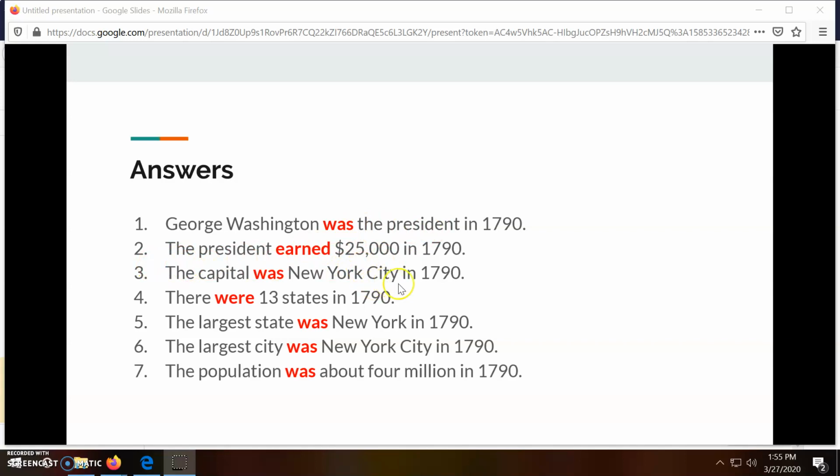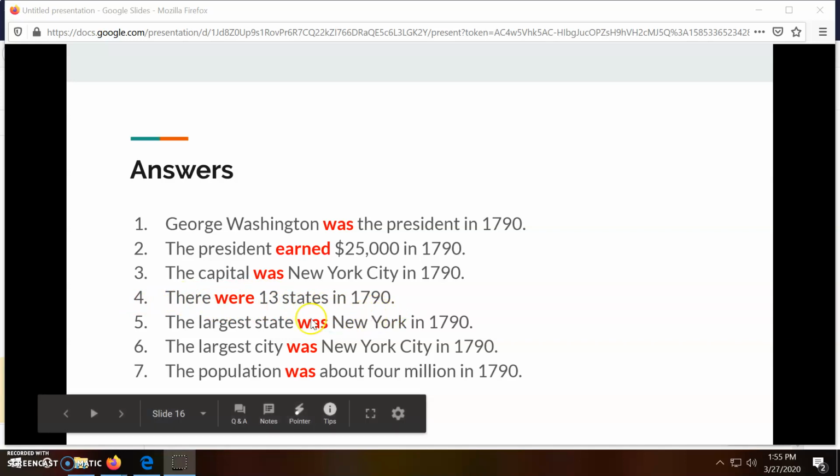Number two, the president earned $25,000 a year in 1790. Number three, the capital was New York City in 1790. Number four, there were 13 states in 1790. Five, the largest state was New York in 1790. Six, the largest city was New York City in 1790. Seven, the population was about 4 million in 1790.